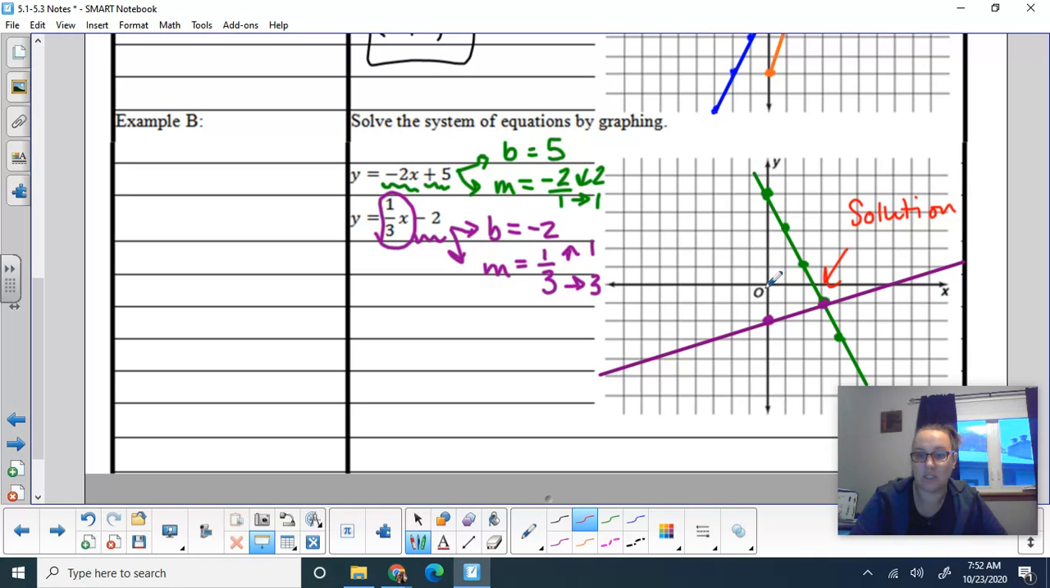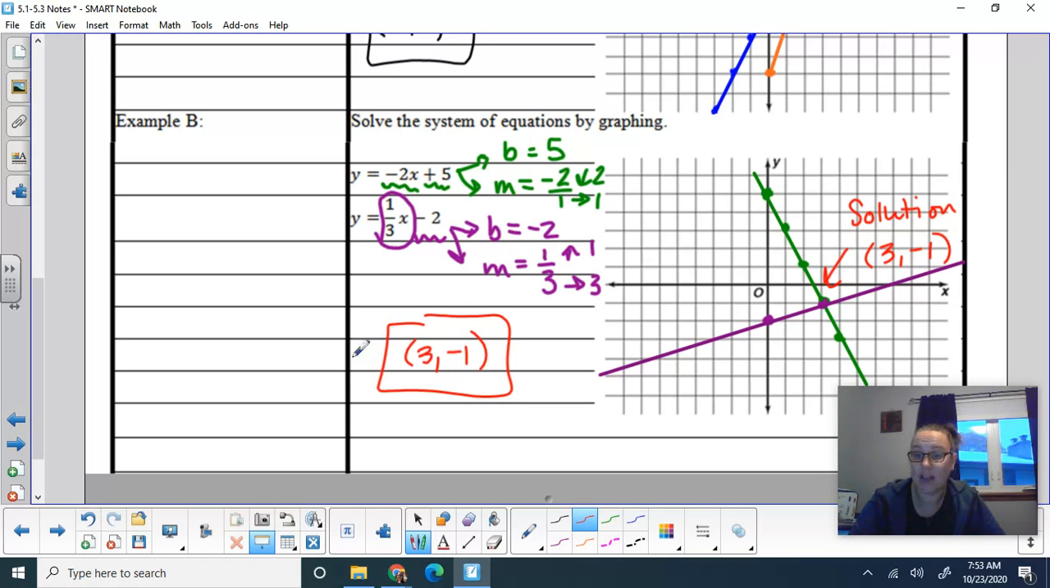And again, we go to the x-axis first and we say we went 1, 2, 3 over and down 1. So I would say my solution is 3, -1. Or the coordinates where it crosses is 3, -1.